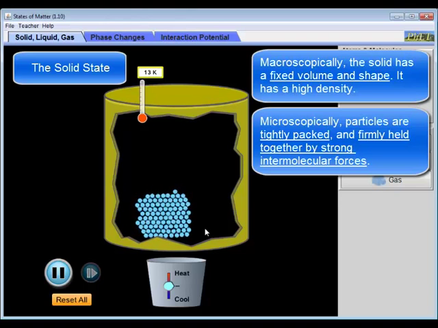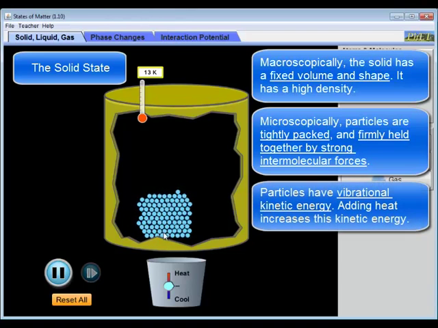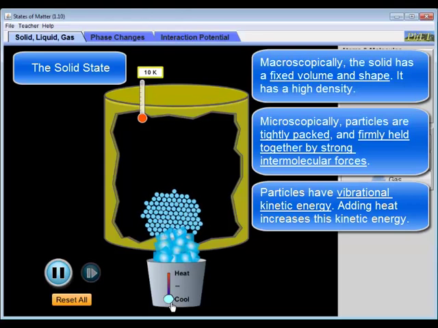And the particles also, we can see here, have vibrational kinetic energy. They're not standing still, they do have kinetic energy. And in fact, we can increase this vibrational kinetic energy by adding a bit of heat. You can see that the particles begin to vibrate more. And if we remove heat, the particles vibrate less and less and less.